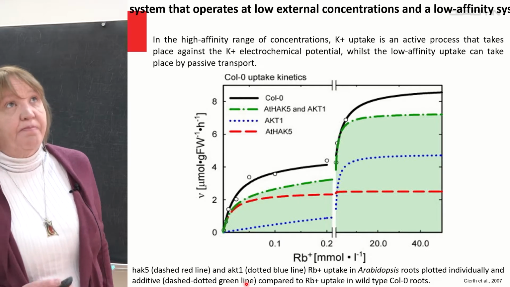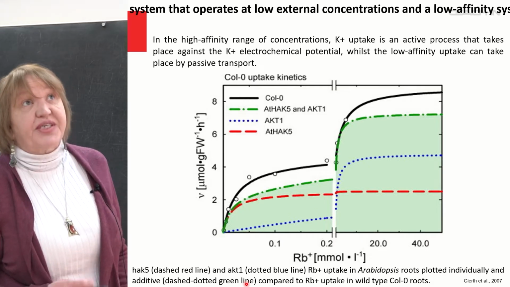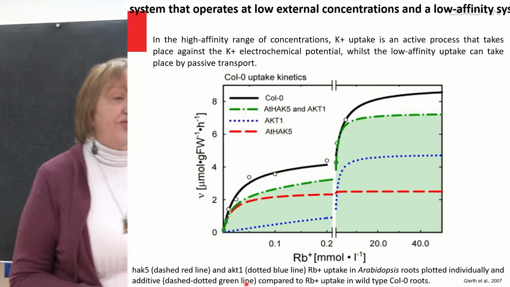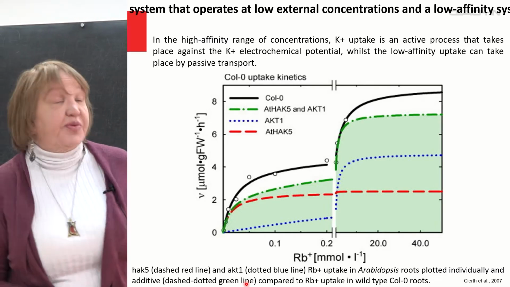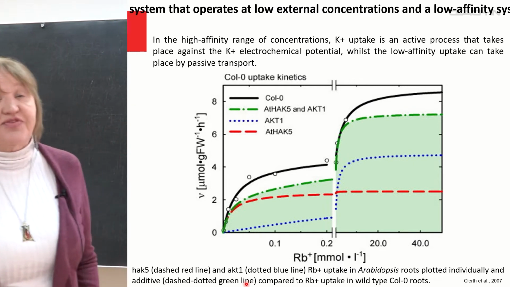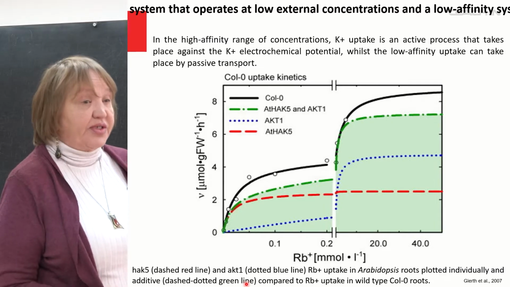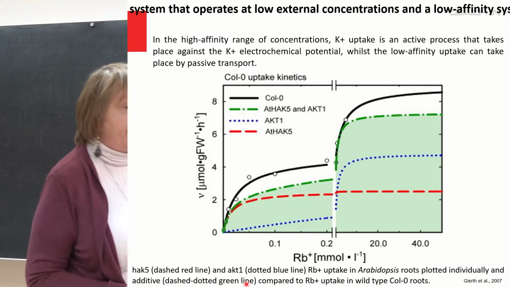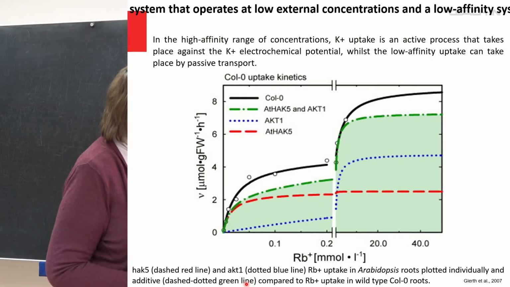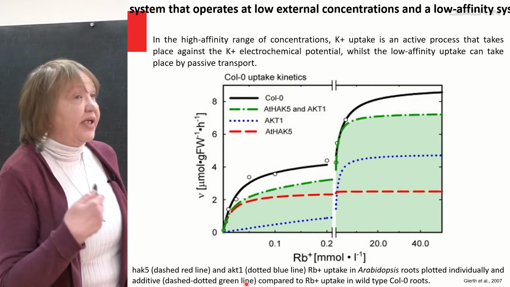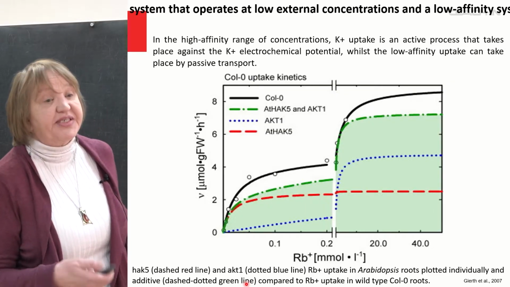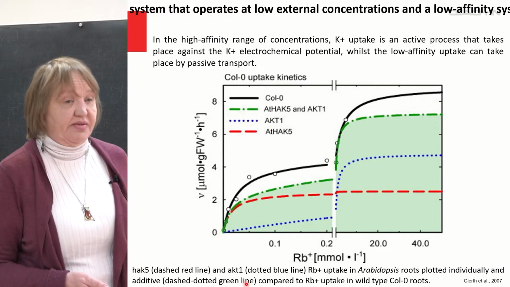As I already mentioned, potassium is very important for the life of the cell. So if external concentration of potassium is very low, then you need active transport to transport potassium inside the cell. And in the high affinity range of concentration, potassium uptake takes place against the electrochemical gradient.